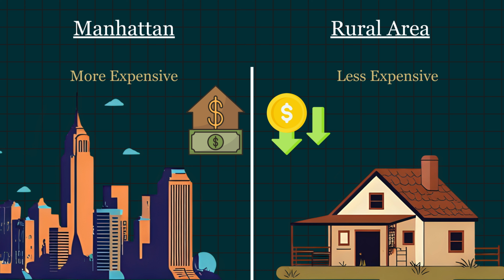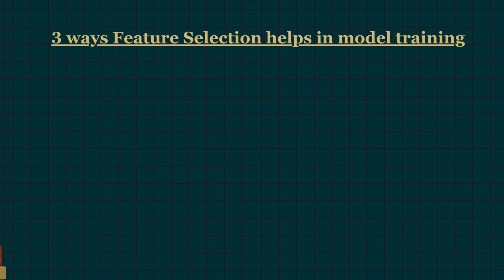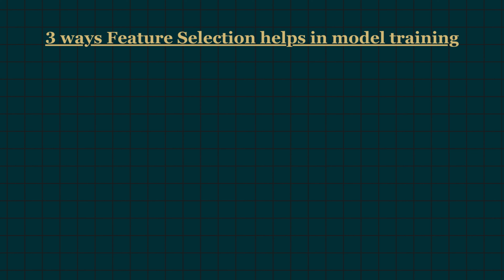Because being on a main road usually means better accessibility, closer to shops and transport, and also higher demand. Secondly, even if two apartments have the same area and number of bedrooms, the one on the main road will generally sell for more. Now let's explore the three significant ways feature selection helps in model training.